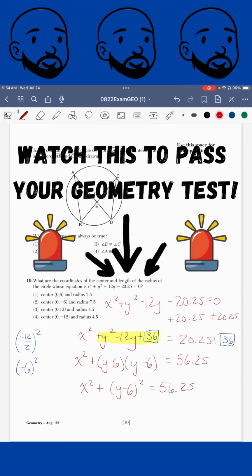Okay, we're done. From here, we're going to find the center. We know x squared is by itself, so that's just going to be 0. And y minus 6, it's always going to be the opposite. So since it's minus 6, it's going to be positive 6 here. That's the center. For the radius, we have to take the square root of this number. The square root of that number is 7.5. The answer is choice 1.